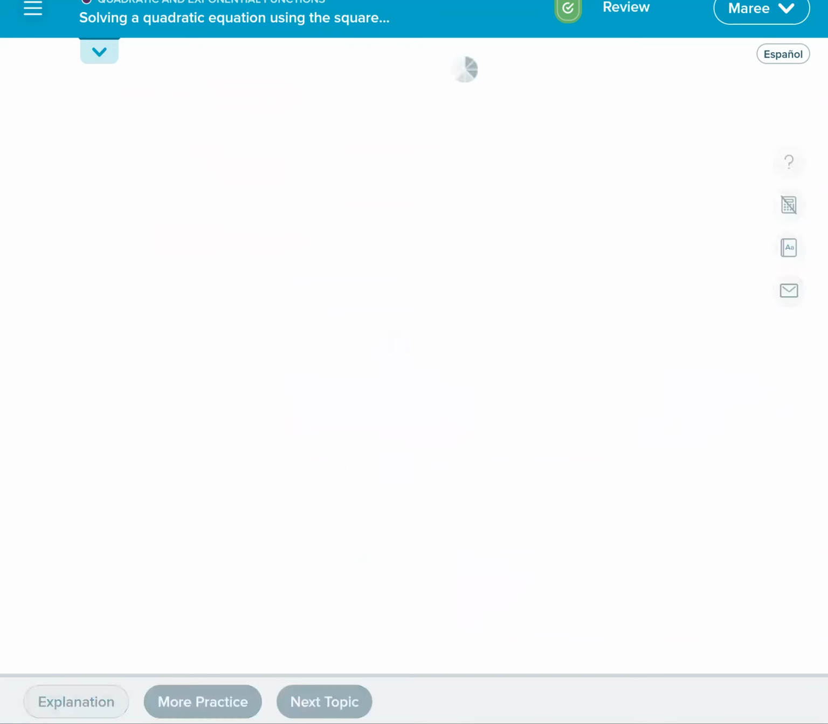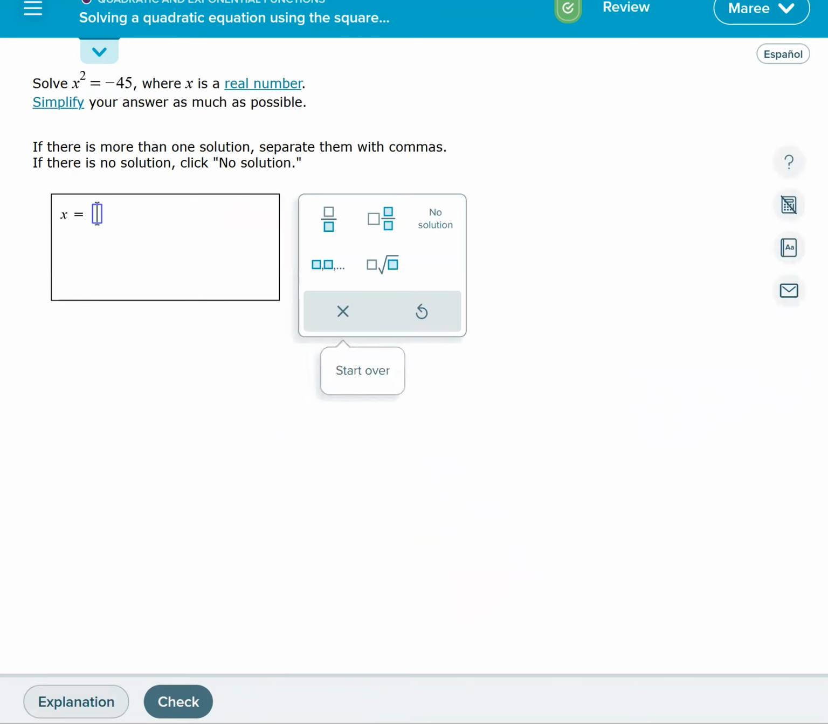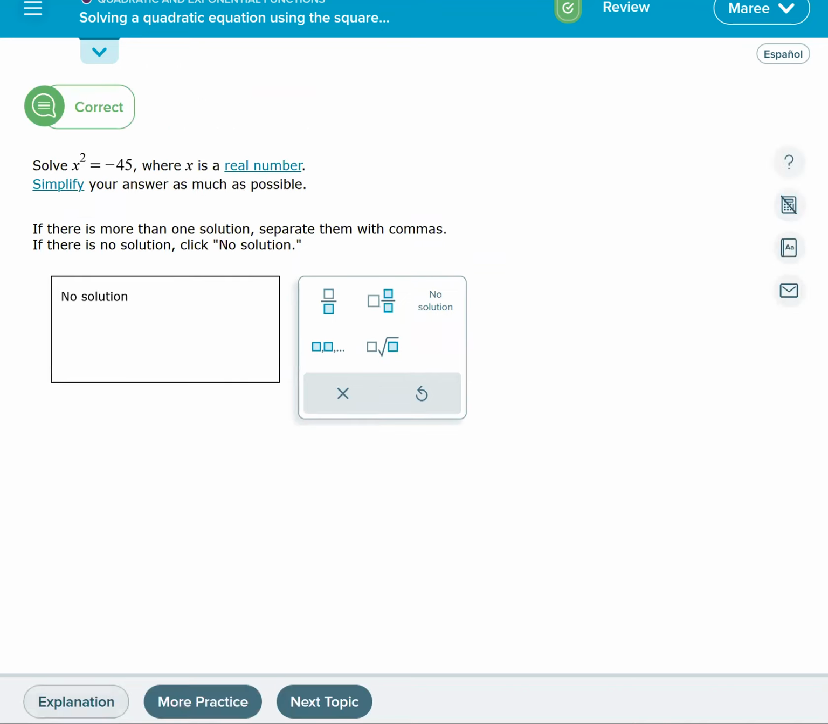Let's do one more. Well, there you go. We cannot square a real number and get a negative. 45 is our answer. And that's the end of the lesson.